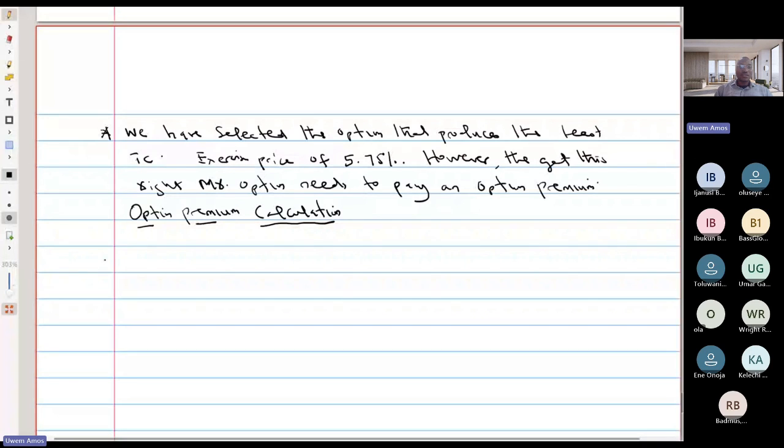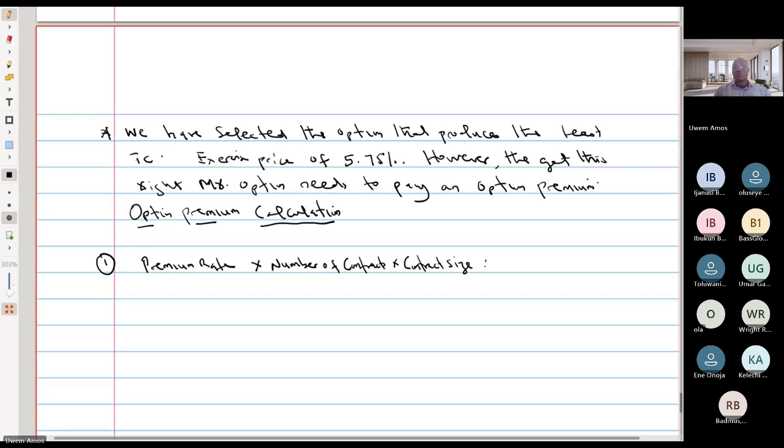The first method has the formula: our premium rate multiplied by the number of contracts that we calculated, multiplied by the contract size, multiplied by our option duration, not the duration of the loan, but the option duration.